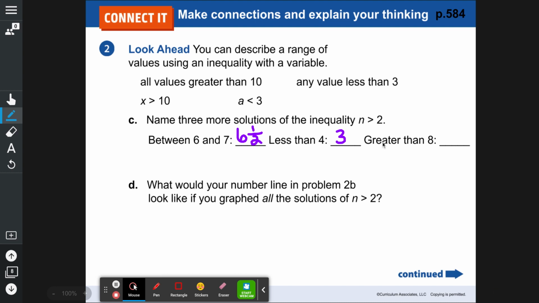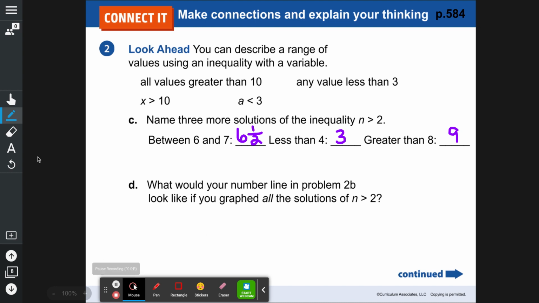Okay, so now a number greater than 8. Number greater than 8, I am going to give the number 9. Okay, so let's go to D. What would your number line in problem B look like if you graphed all the solutions of n is greater than 2? So I'm going to pause right here, and I want you to write your answer for 2D.